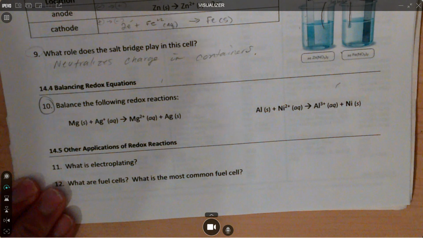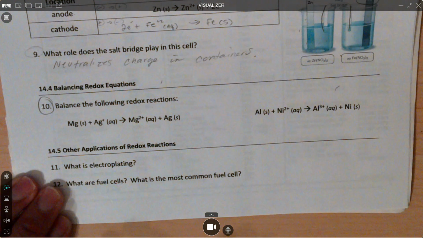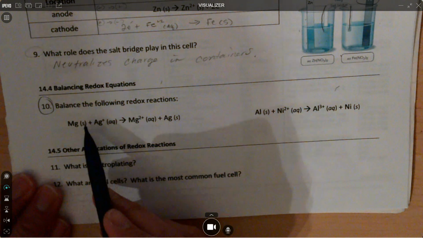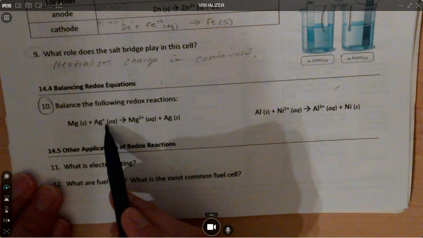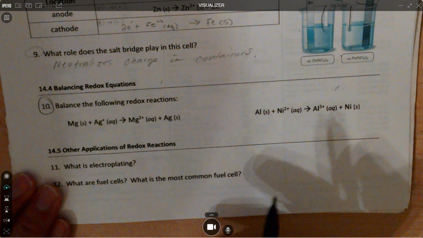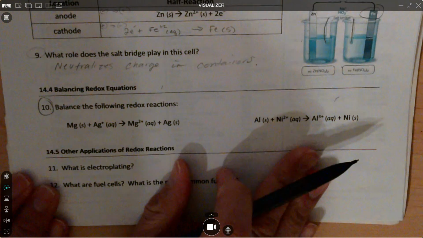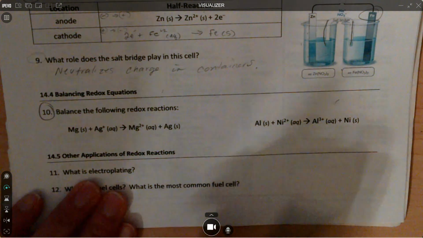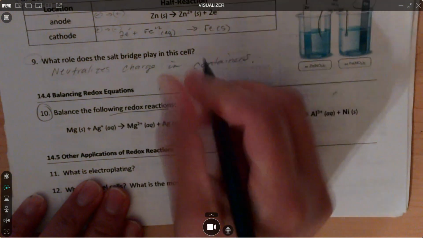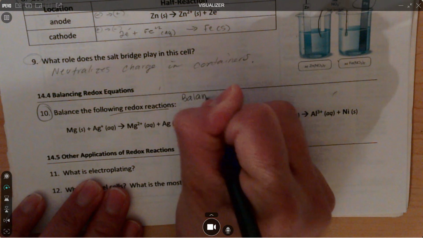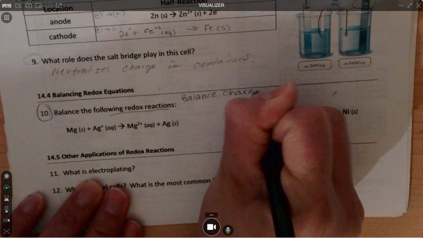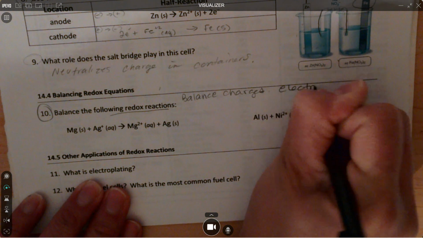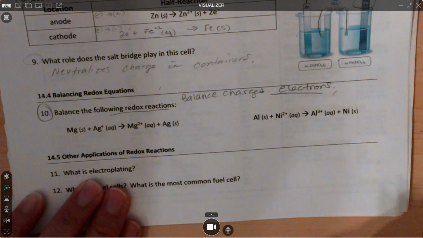All right, lastly, balancing redox equations. So we want to be able to balance these equations. Let's go ahead and do this one right here. Magnesium, silver, and you're going to say, oh, they're all 1-1. They're all perfectly balanced. There is nothing else to do. Well, sort of, okay? What this means by balancing redox reactions, you want to balance the charges or the electrons, better yet.